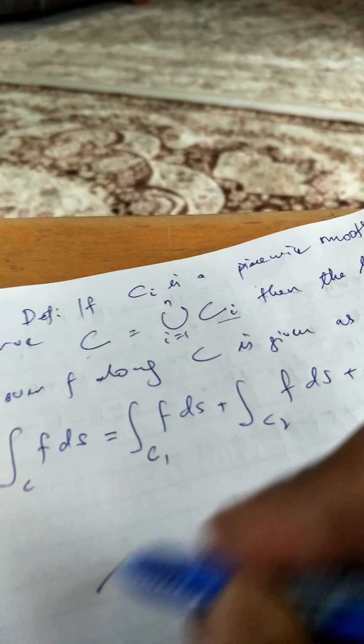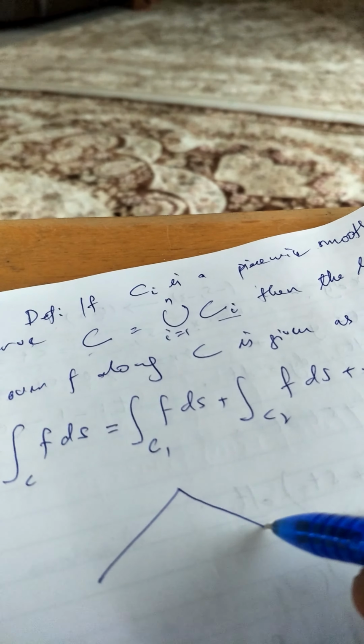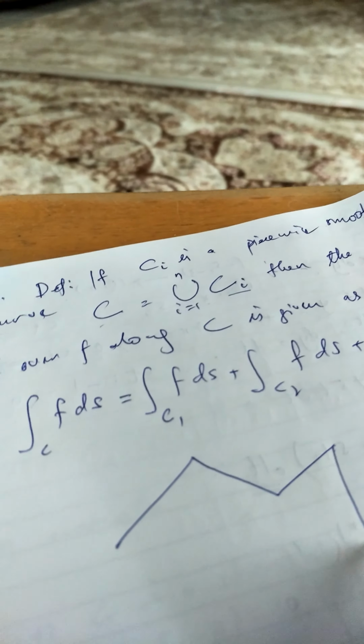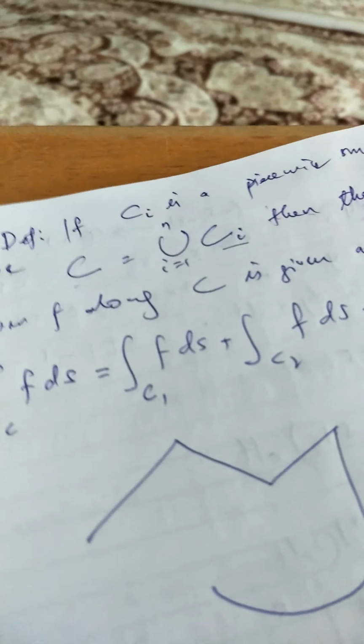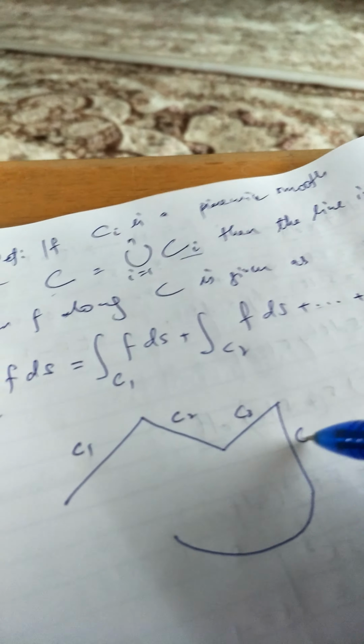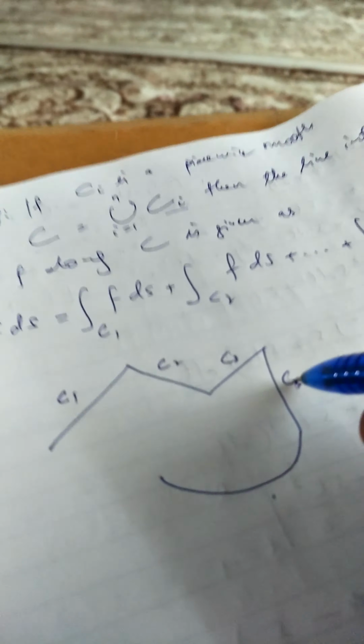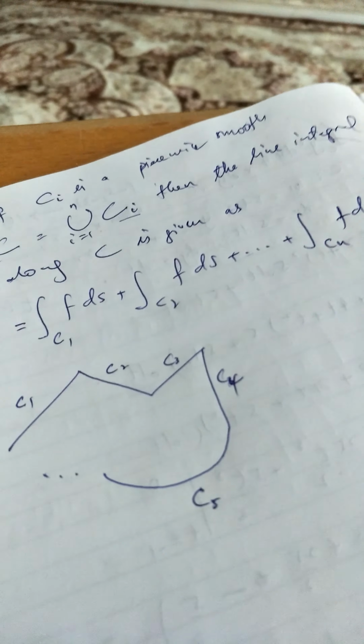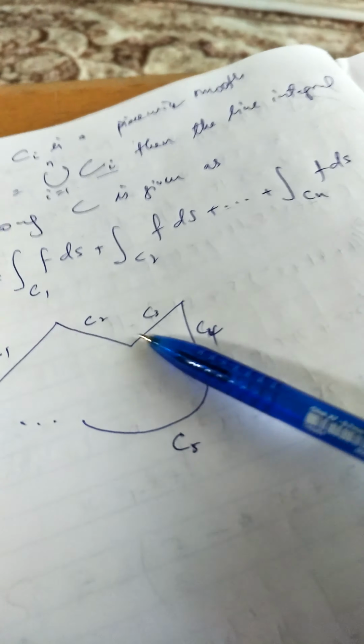them separately. So for example, if you have C like this, we have C1, C2, C3, C4, C5, and so on, where each of these Ci is smooth. Let's see an example.